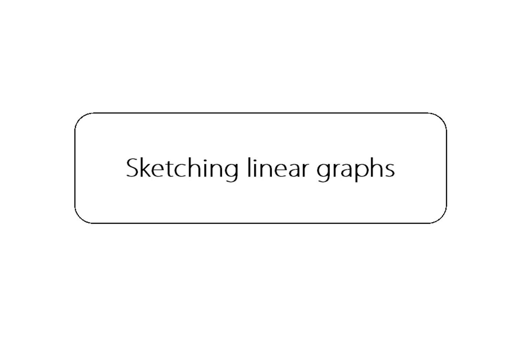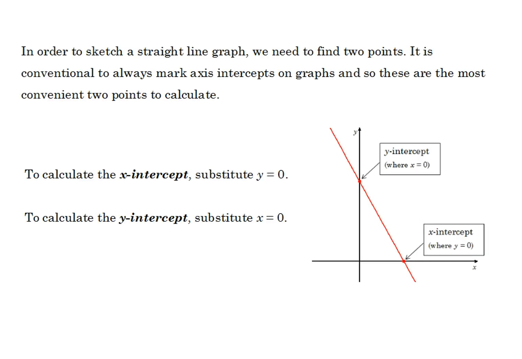Sketching linear graphs. Okay, so in order to sketch a straight line graph, we need 2 points. That's the minimum amount of information that we need in order to be able to draw a unique line. So we need to find 2 points.